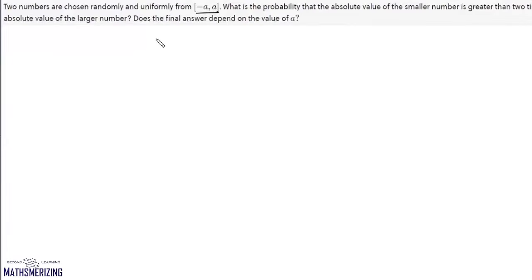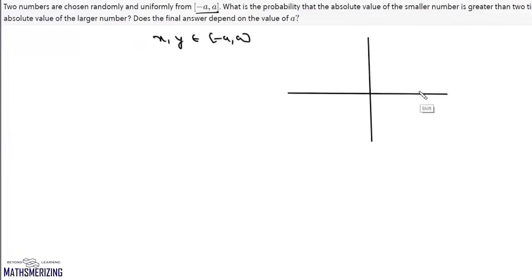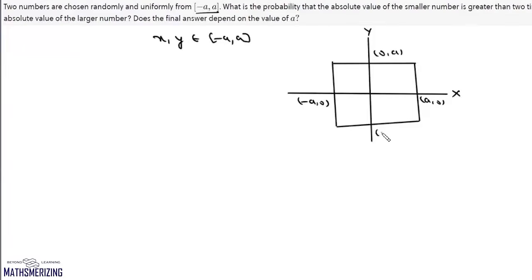Now suppose the two numbers are x and y and they belong to this set from minus a to plus a. Now all the points in the sample space correspond to all the points inside this square of length 2a. So this is your x and this is y. This is minus a comma 0. This is a comma 0. 0 comma a and 0 comma minus a.